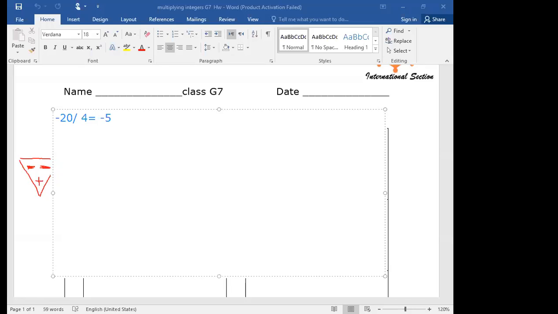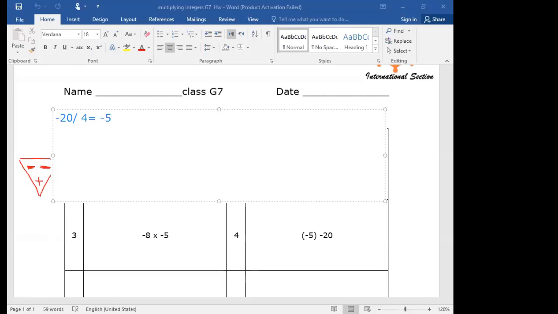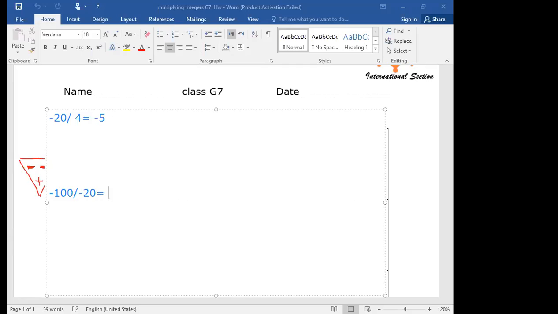Let me give you another question. Ready for another question? Negative 100 divided by negative 20. Quickly. So the answer, it will be how many? I'm waiting for your answer. 5. It will be equal 5. Agree or disagree about this answer? Is there anyone disagree about this answer?